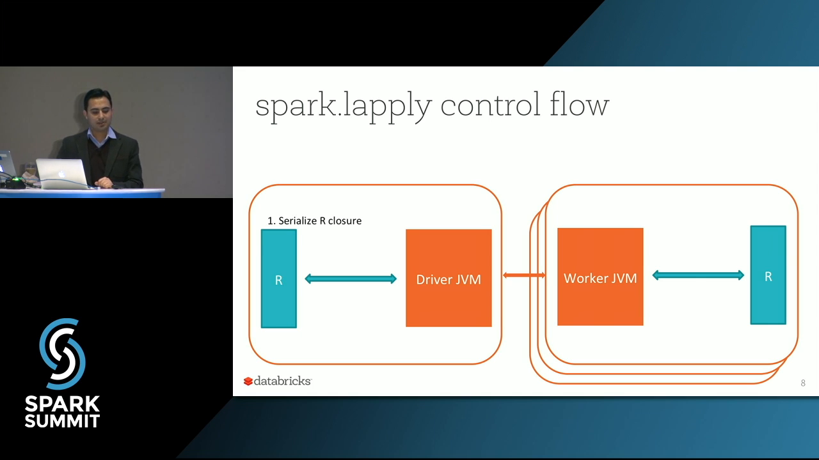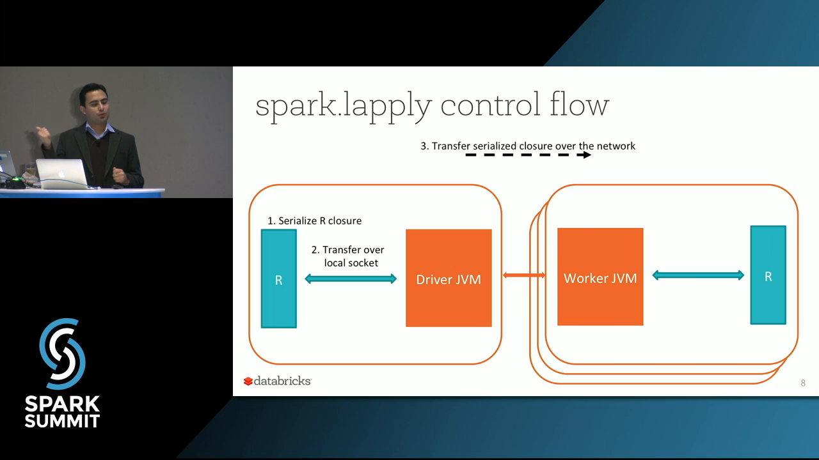The first thing that happens is that the SparkR package on the R process will grab the user's function and find out what variables in that namespace it depends on and put them all together into something which is called a closure. It'll serialize that closure into a binary array. So we have binary data at that point. It'll send it over the local socket to the JVM. Now the JVM just received a blob of binary data. What it does, it will just send it over the network to every worker.